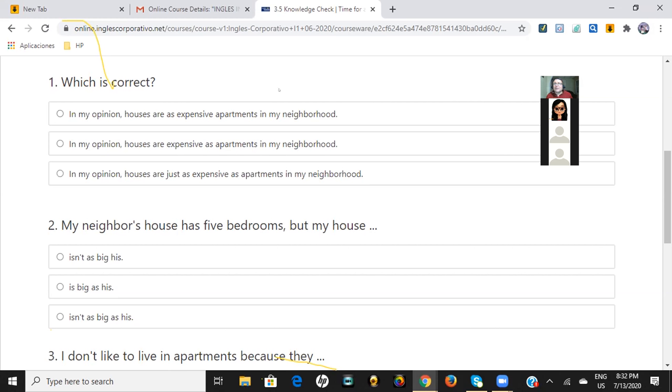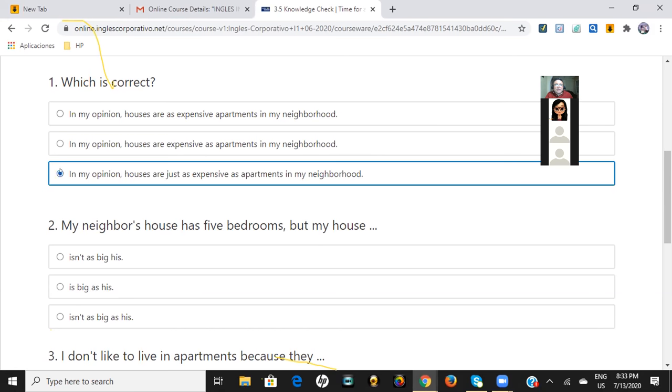Okay, I'm sharing right now in the screen of my computer. Can you see it? Yes. Okay, all right. So the right answer is number three. In my opinion, houses are just as expensive as apartments in my neighborhood. So what is the message? What is more expensive, houses or apartments, in that particular sentence? Houses are more expensive. But according to this particular sentence, they are the same. Both are similar. Exactly. Yes.